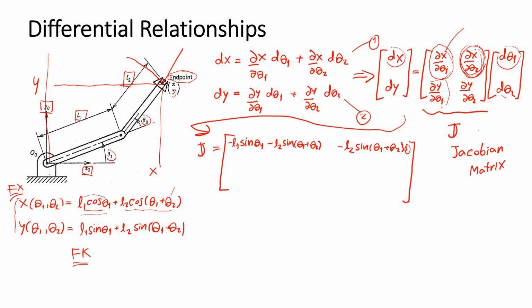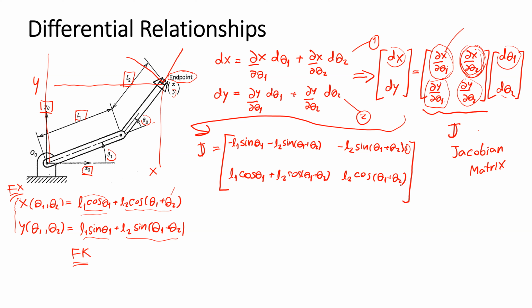How about y? Partial y by θ1. The derivative of sine is cosine. This side is cosine. And partial y by θ2. So this is the Jacobian matrix.